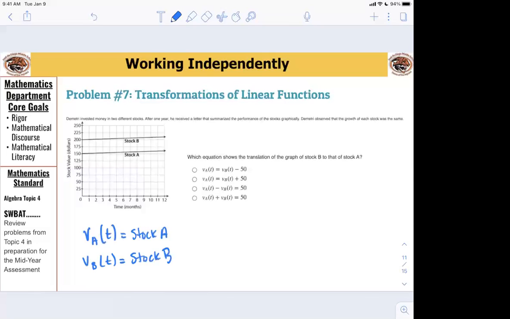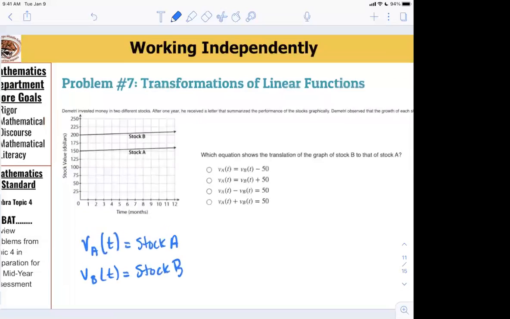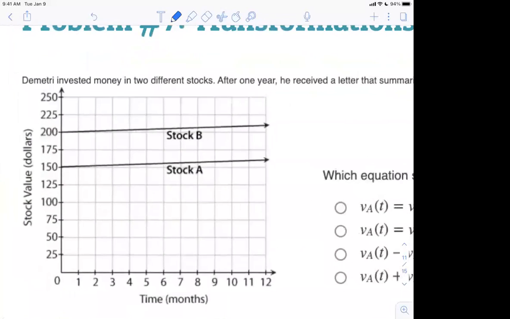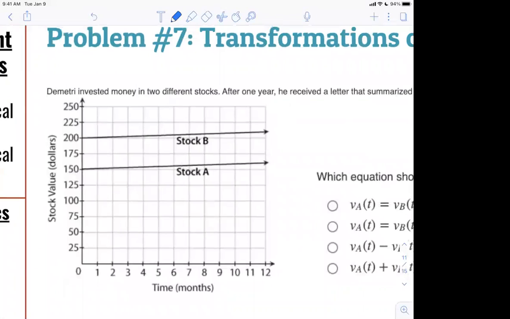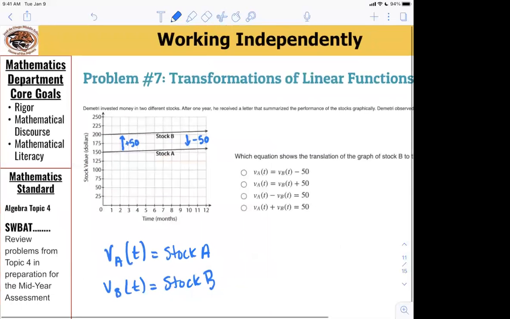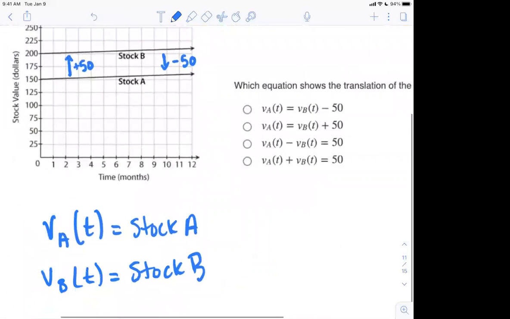So without looking at the answer choices quite yet, how would I go from stock A to stock B? Where do I move? You move up 50. Yeah, so to go from A to B, you would move up 50. And to go the other way, you move down 50. So we know that it's going to be either up 50 or down 50, but let's actually look at these answer choices now.